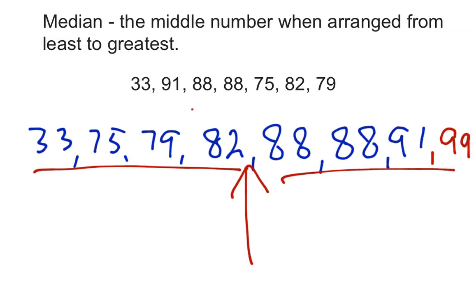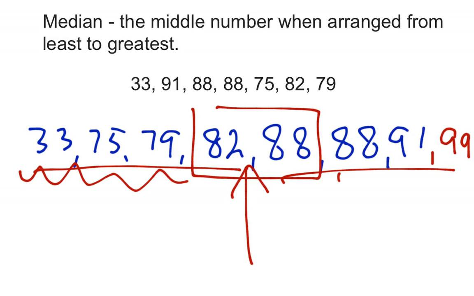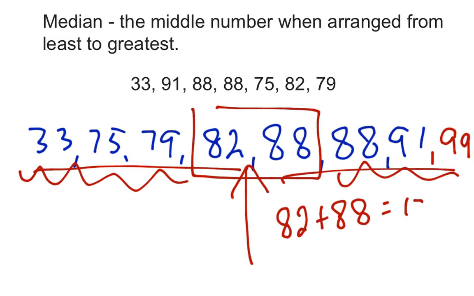So basically what you're doing is you're taking these two numbers that are in the middle, right? Because there are three numbers below it, three numbers above it. I want to find what's in exactly the middle between 82 and 88. And the way we do that is go back and find the mean, which means 82 plus 88. And that answer ends up equaling 170, okay? That 170 then, we're going to divide by 2. And 170 divided by 2 ends up being 85 exactly.